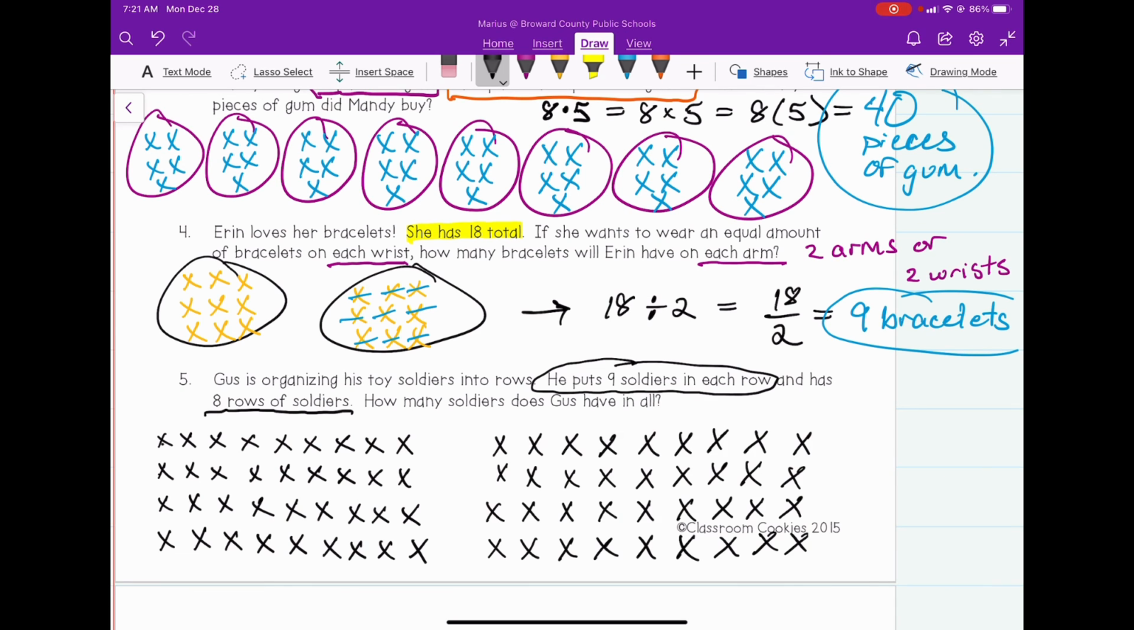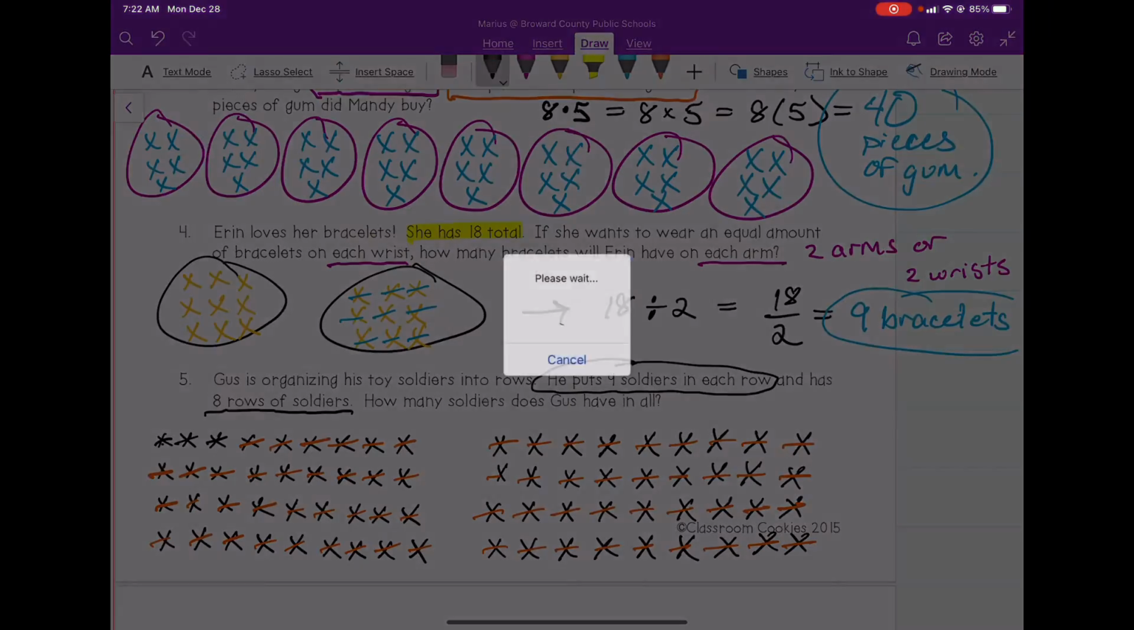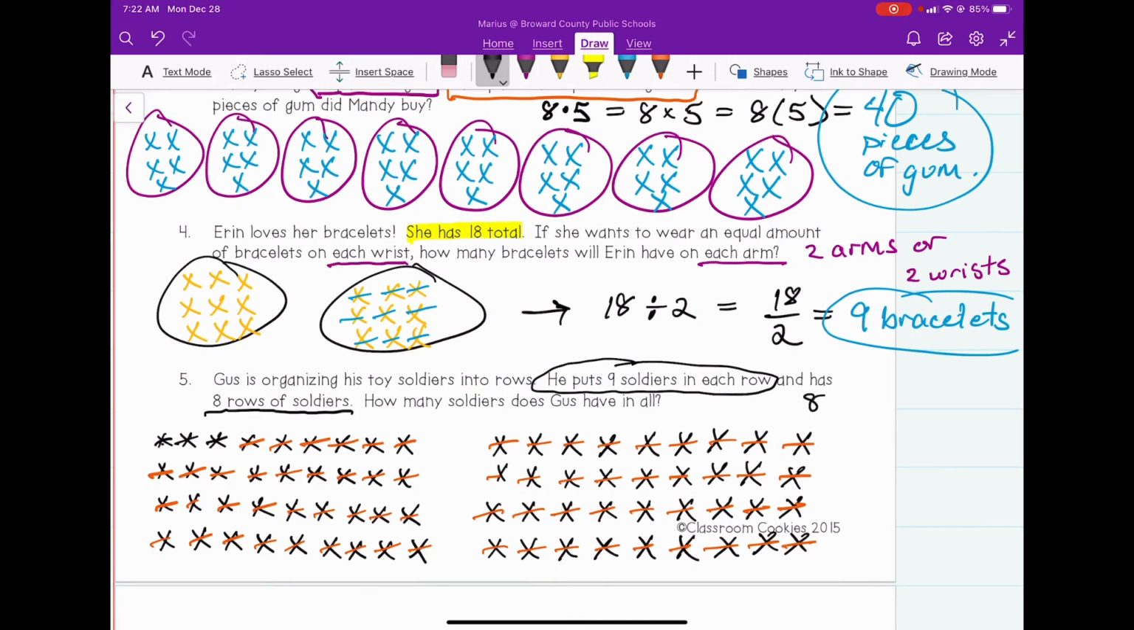So now we've done our part. We have our 8 rows with 9 soldiers in each row. Now we need to count them all up. So it's going to take a little bit. Let's count them. 1, 2, 3, 4, 5, 6, 7, 8, 9, 10, all the way up to 72. So now that we've done that part, 8 times 9, which is equal to 8 times 9, which is also equal to 8 times 9. All of that is equal to 72. So 72 soldiers in all.